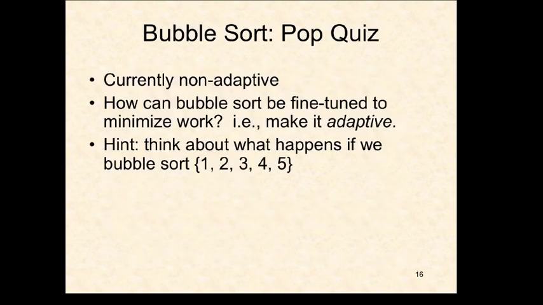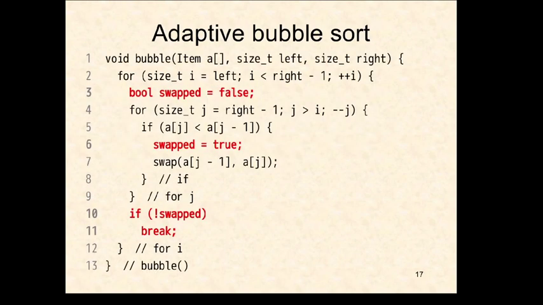So it's not adaptive because of that, because when we bubble sort 1, 2, 3, 4, 5, we make lots of passes that involve no swaps. Let's adapt it. Let's look at it so that when we see no swaps have occurred, we stop making more passes through the data. So here's the modifications required to do that. I added the modifications in red here.